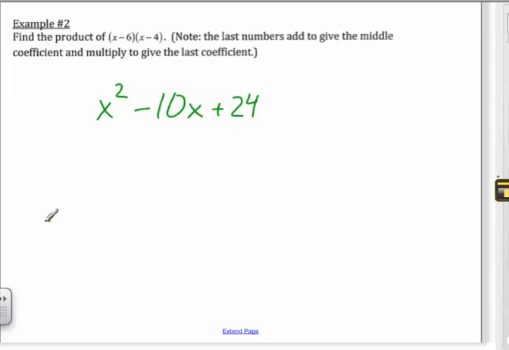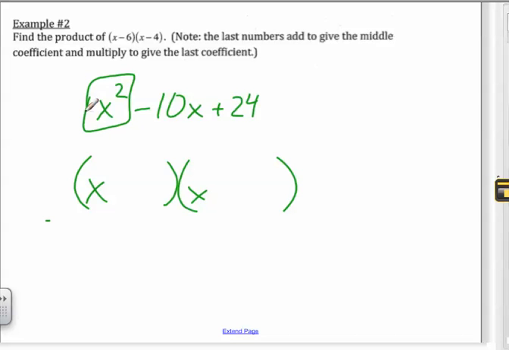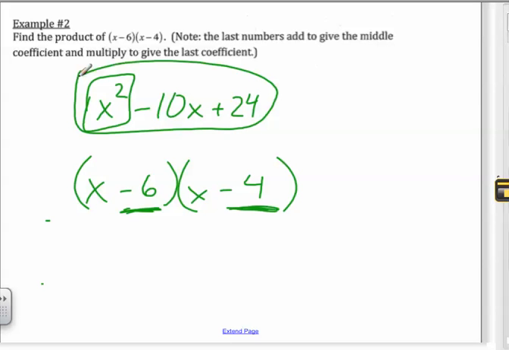Okay? How are we doing on that? That makes sense? And now, again, if I wanted to factor this, easy enough. I know the front number is going to be x, because this is just x squared. These numbers add to give me negative 10 and multiply to give me 24, so negative 6, negative 4. Okay? We multiplied them to get this, and then we factored it. We broke it back apart.